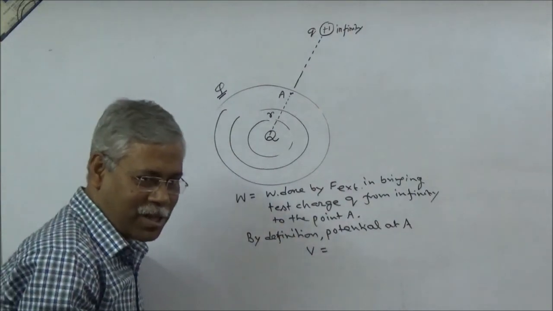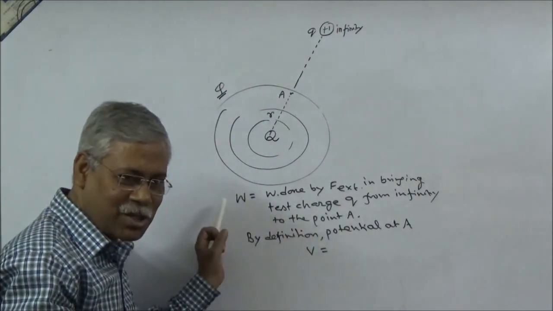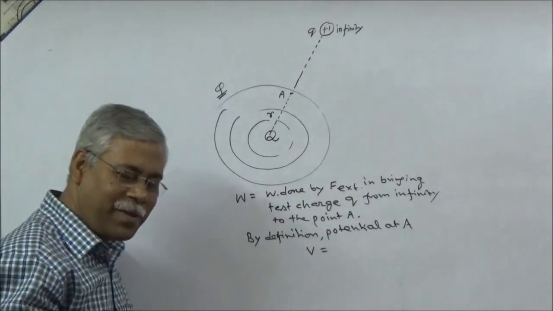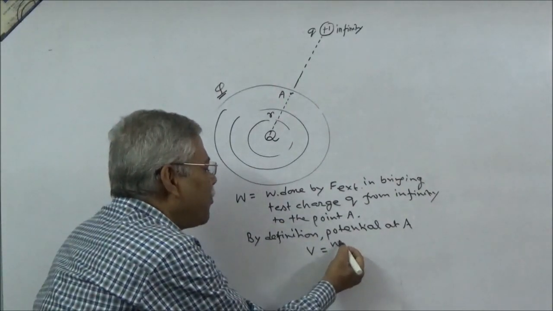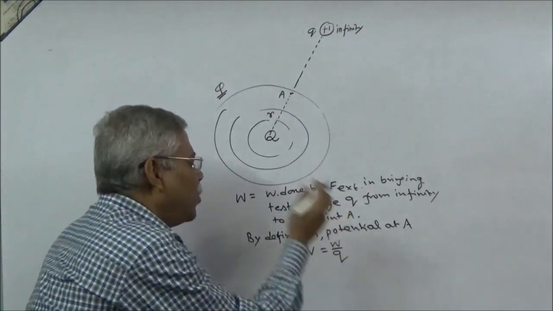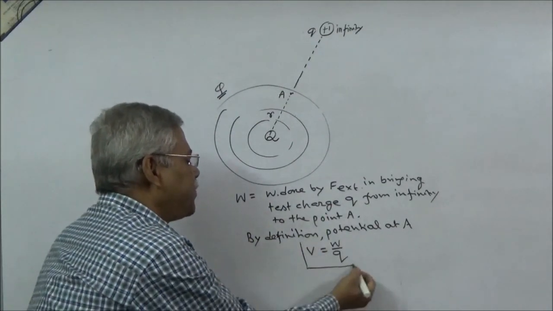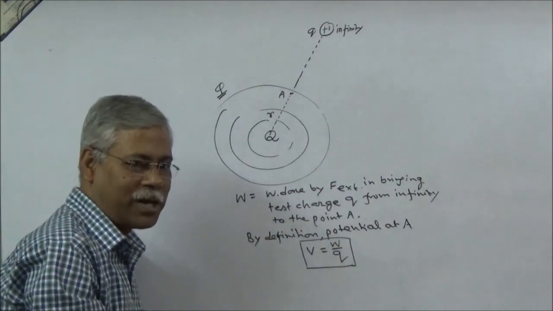how do you find the potential? Work done to bring Q charge is W. Work done to bring one charge, Q. By definition, that is the potential. So V equal to W by Q. This is one important formula.